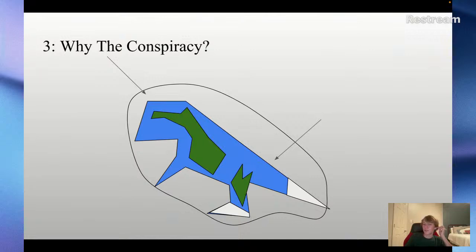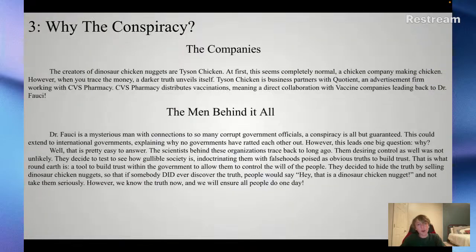They have really no explanation for why the government would hide a flat Earth, but we have an explanation for why the government would want to hide a dinosaur chicken nugget Earth. You ready? All right, here we go. Why the conspiracy? The companies. The creators of dinosaur chicken nuggets are Tyson Chicken. At first, this seems completely normal. A chicken company making chicken, nothing suspicious there. However, when you trace the money, a darker truth unveils itself.